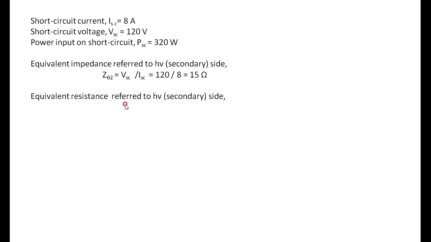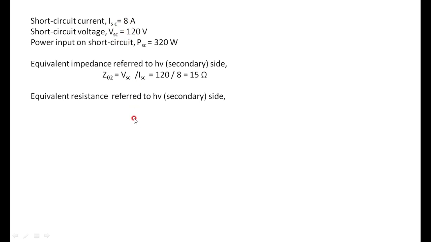Similarly, the equivalent resistance referred to the HV side. How are we finding the resistance? The resistance is consuming the power in the transformer. That is, I square R is equal to the power consumed. The power consumed is 320. The current is 8. Then the corresponding value of the resistance can be calculated.